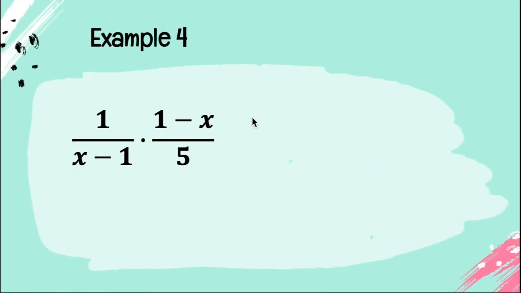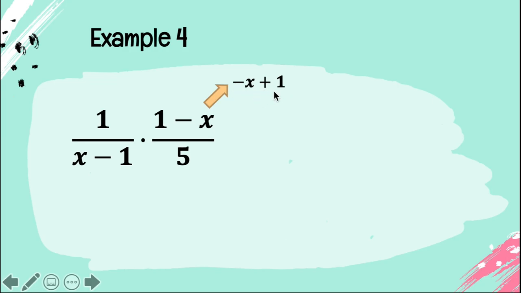Next, let us have now the fourth example. So 1 over x minus 1 times 1 minus x over 5. So as you can see here, looking at the binomial x minus 1 and 1 minus x, there is a common factor. So to factor out 1 minus x, it is also the same as we write that 1 as negative x plus 1. So I just simply interchange these two.